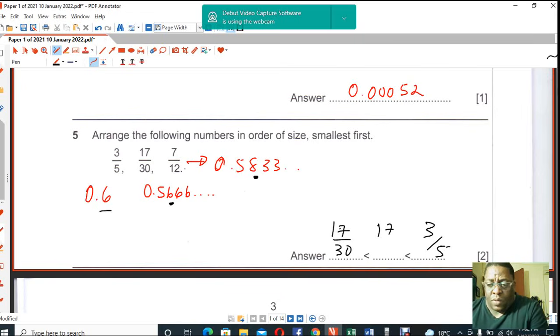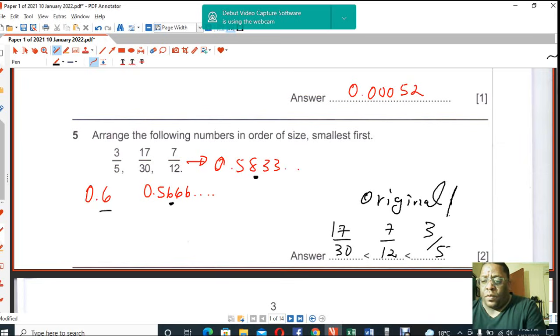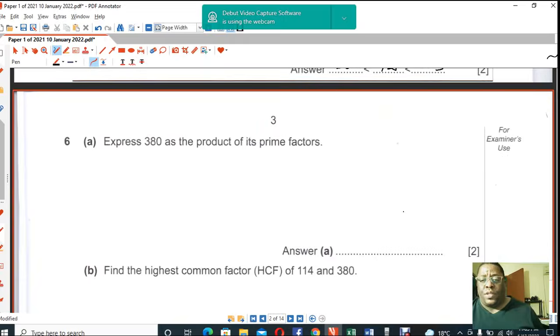And the last one there that will be big will be 7 over 12. Okay, so whatever you do, write down your original numbers. Don't write your method. You will get a mark here for method, and normally we'll look at that, if your arrangement is not proper. Okay, so that brings me to the next question.